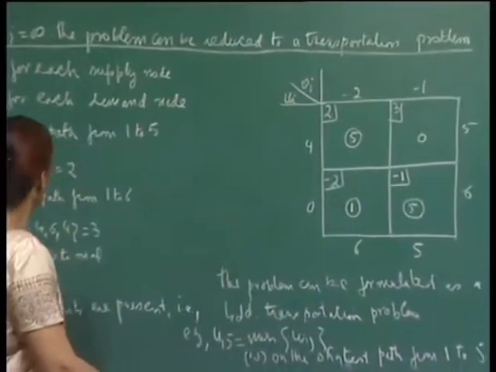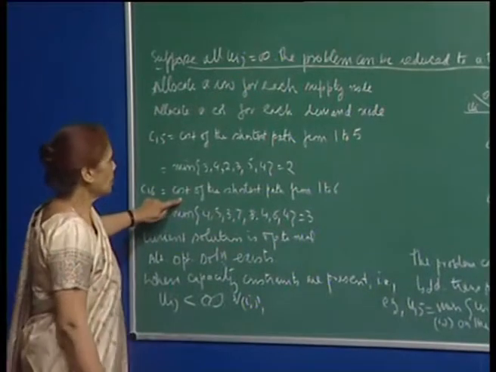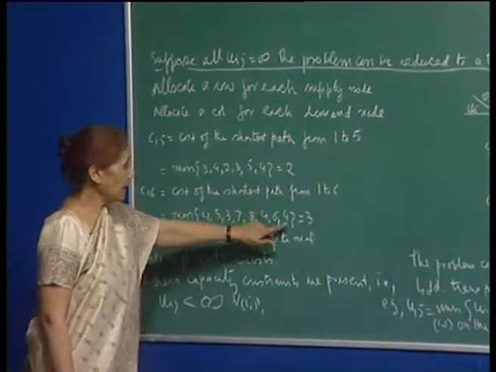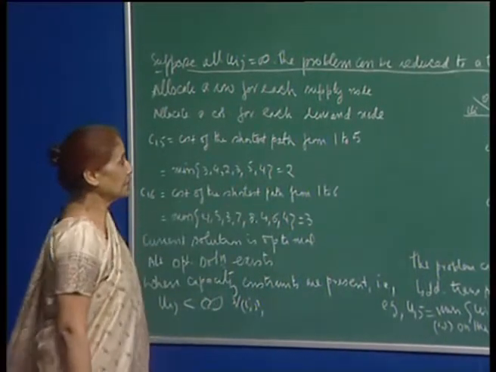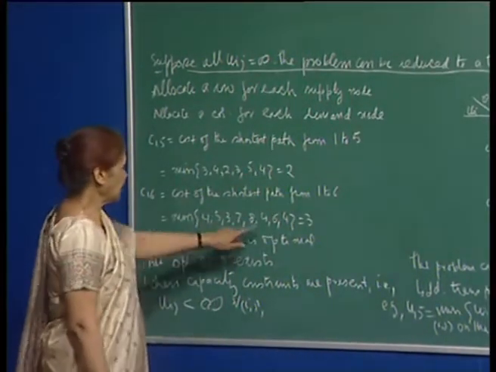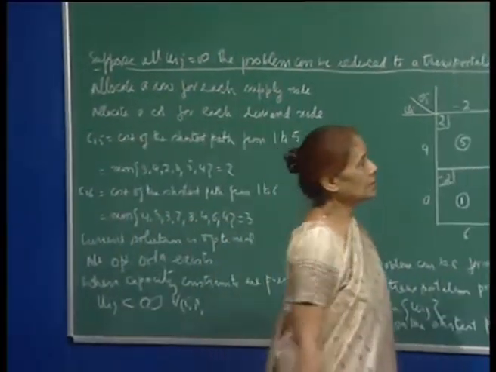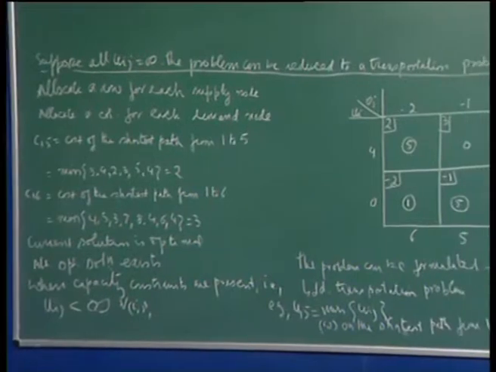So, I have put it down here. Then similarly, C16, the cost of the shortest path from 1 to 6, and here the number of paths is 2, 4, 6, 8. So, please figure out which are all these paths. I have written down the cost. So, minimum cost is 3, and here also you need to figure out which is the smallest cost here.